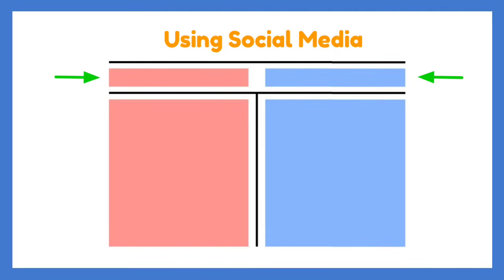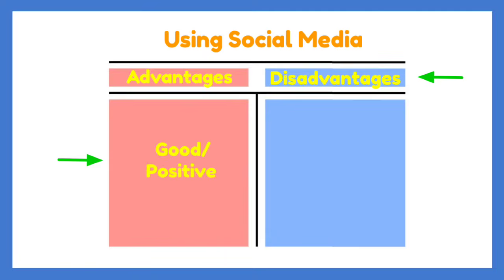Let us say you want to compare the advantages and disadvantages of using social media. So you have to put the advantages in the left column and the disadvantages in the right column. So basically, under the advantages, you will write the good or positive things about using social media. And of course, under the disadvantages, you will write the bad or negative things about using social media. Easy, right? Let us have another graphic organizer.